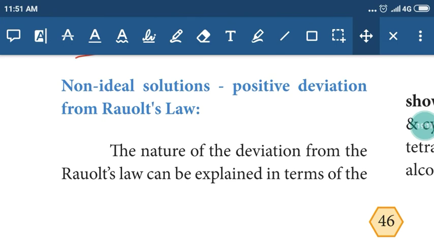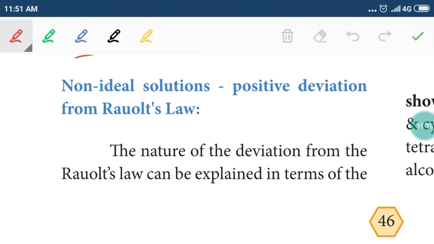First we consider positive deviation. A solution deviates from the ideal behavior, so this will be a non-ideal solution, and this deviation may be a positive deviation. This should be explained based on intermolecular force of attraction between solute molecules, solvent molecules, and solute and solvent molecules.